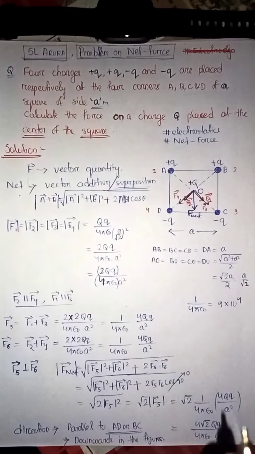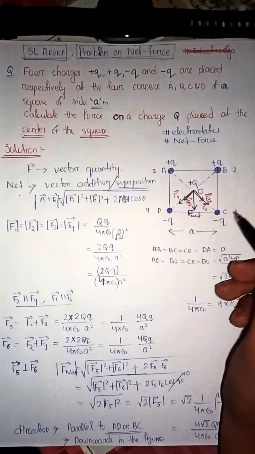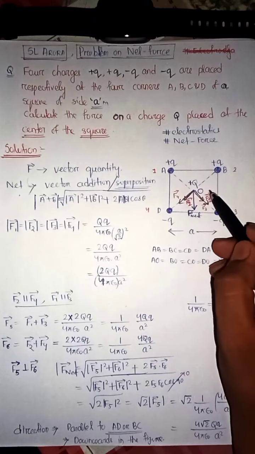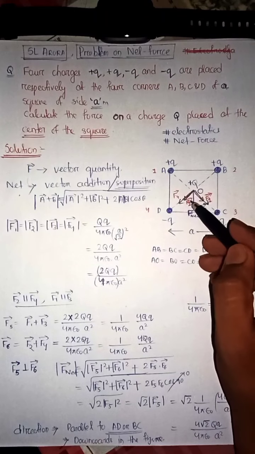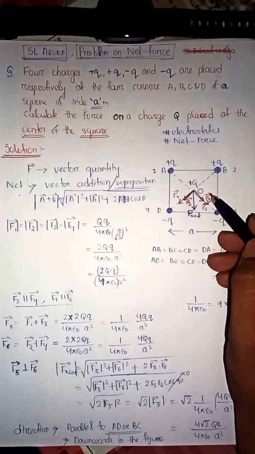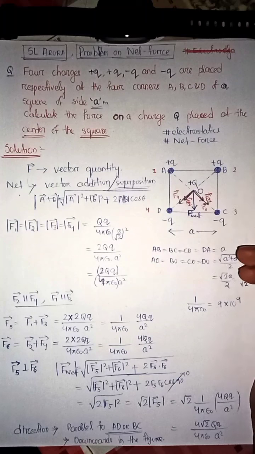So this is the point. In this particular question, we have four charges: plus q, minus q, minus q, plus q at A, B, C, D. We have to find the net force at the center O, where the charge is plus capital Q. So we have to find the net force at this point.